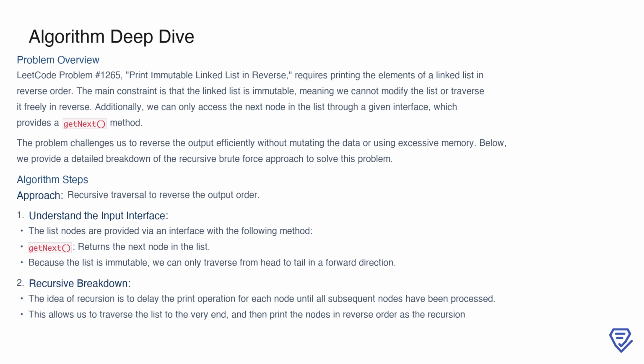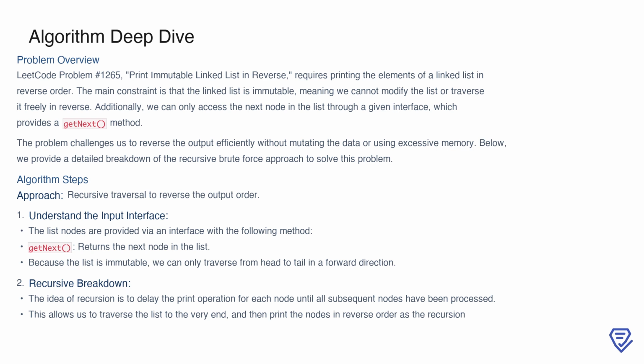In this problem, we are tasked with printing the elements of an immutable linked list in reverse order. The key challenge here is that the linked list is immutable, which means we cannot modify its structure or traverse it backwards. The only method available to us is getNext, which allows access to the next node in the list. This limitation forces us to think creatively about how to reverse the output without directly modifying the list or using an excessive amount of memory.